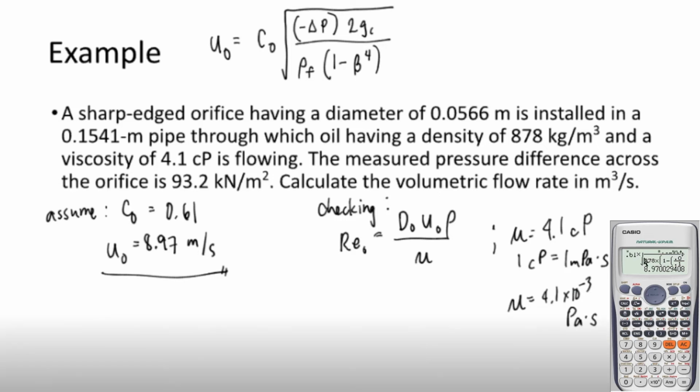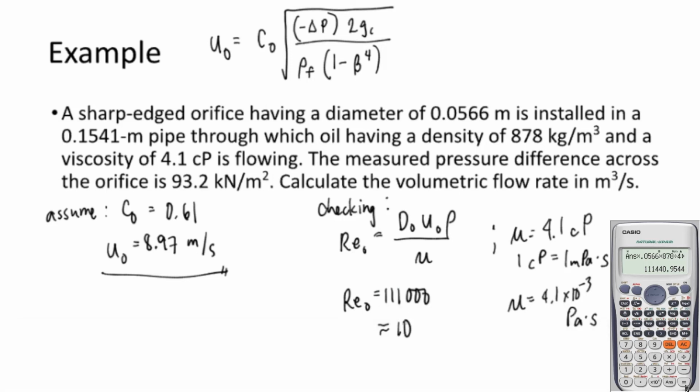Substituting, we have the velocity at the orifice, 8.97, multiplied by the diameter at the orifice, 0.0566, times the density, 878, divided by the viscosity, 4.1 times 10 raised to negative 3. Our Reynolds number at the orifice is 111,000, or this is about 10 raised to the fifth power, which is greater than 10 to the fourth power. That means that 0.61 as our initial assumption for C_O is validated. Since our assumption is now validated, we can use this value of the velocity at the orifice.